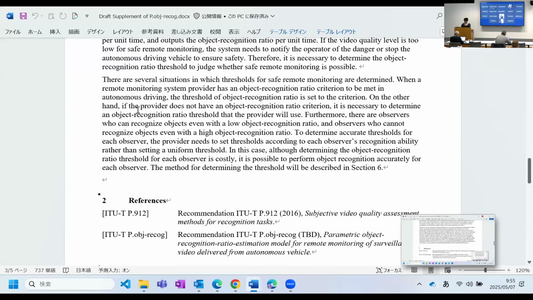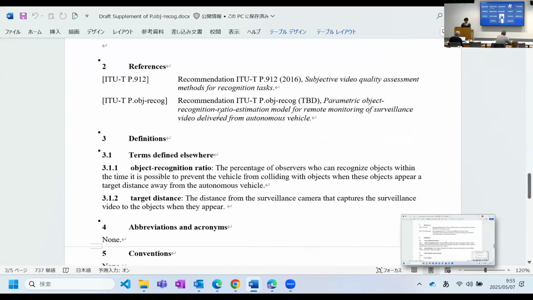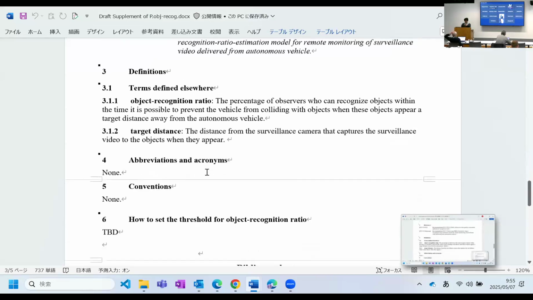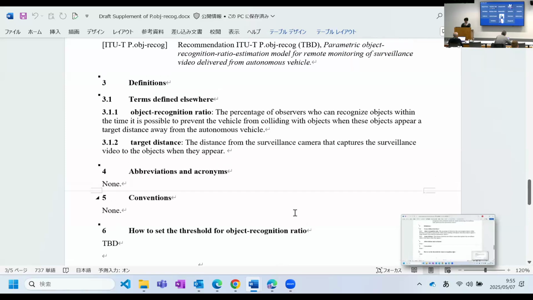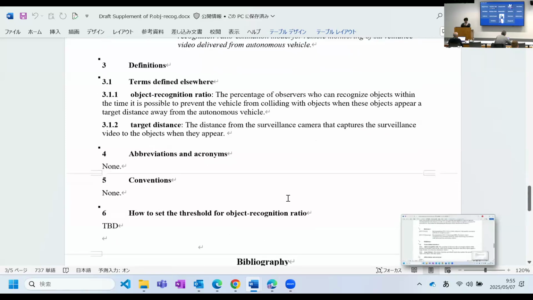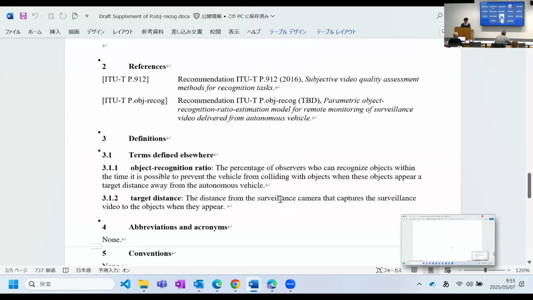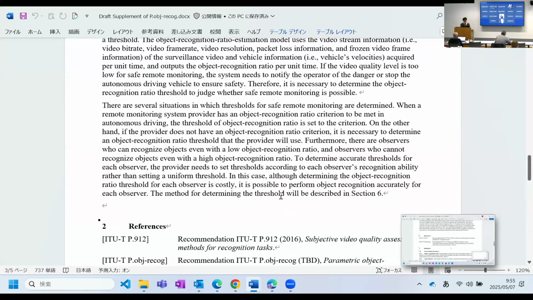Also, the method to set these thresholds is under development and will be submitted at the next meeting. But this is the concept of using this recommendation. Differences and definitions are shown, and how to set the threshold for the object recognition ratio will be detailed in the document submitted at the next meeting. And this is the end of the document. Is there any question? Thank you.